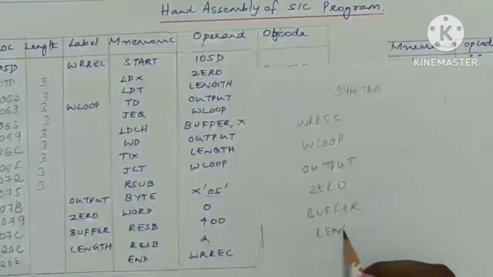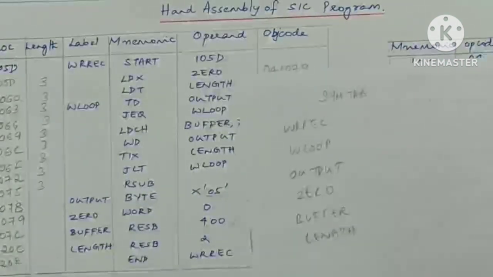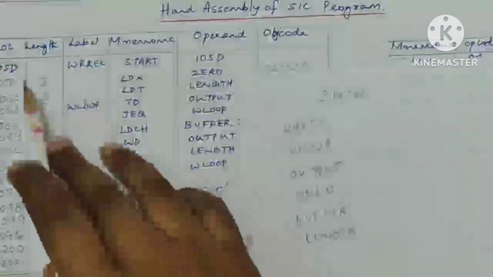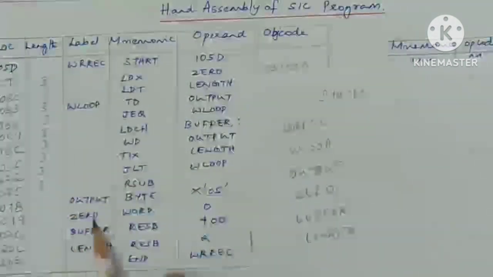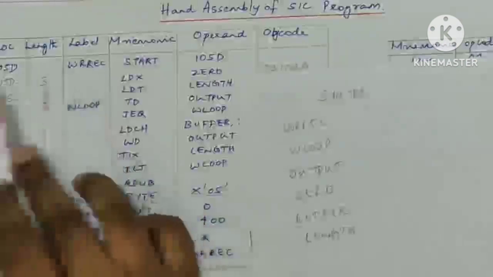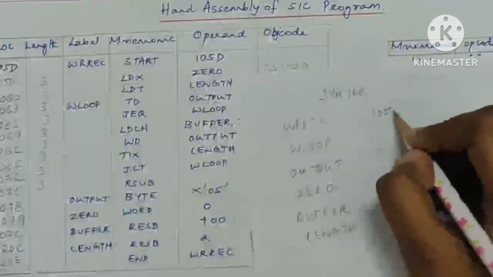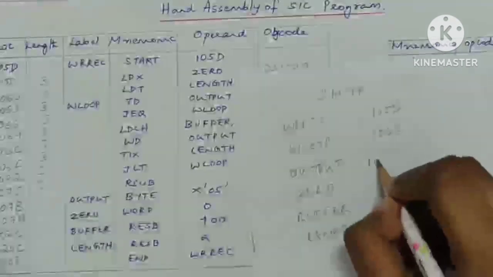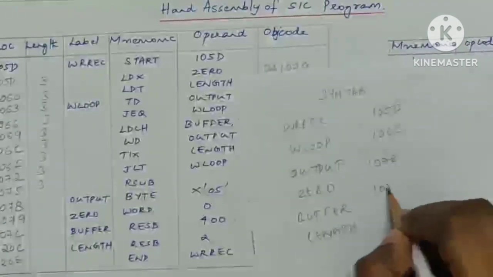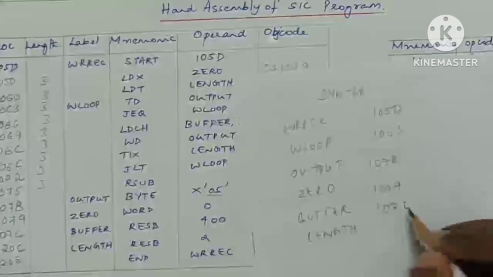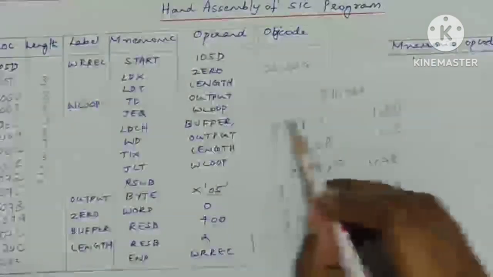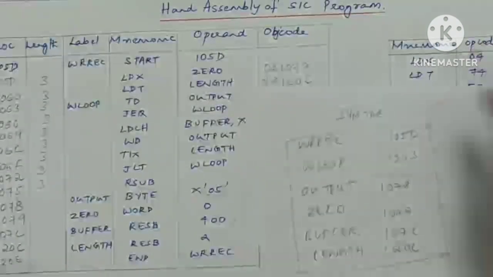and length. We have seen that the assembler takes 2 passes in order to convert the assembly language to object code. In the first pass, all the addresses will be labeled, and the labels will be assigned these addresses. So WRREC will point to the address 105D, W loop will point to the address 1063, output 1078, 0 1079, buffer 107C, and length 120C. So this is your symbol table, and this is your opcode table.